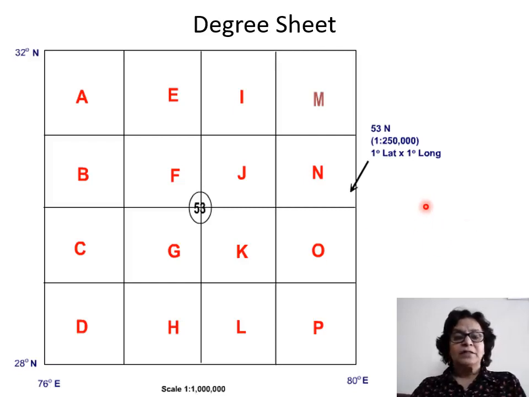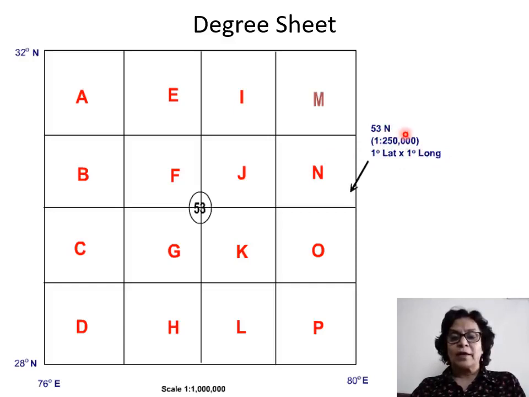Now, if we look at this degree sheet, we can see that the extent of each sheet is 1 degree by 1 degree. The main 53 number is from the million sheet, and these are numbered as A, B, C, D, E, F, G, H, I, J, K, L, M, N, O, and P. So if we take the example of 53N, then here we can say that the latitudinal and longitudinal extent is 1 degree by 1 degree. The scale is 1 is to 250,000.